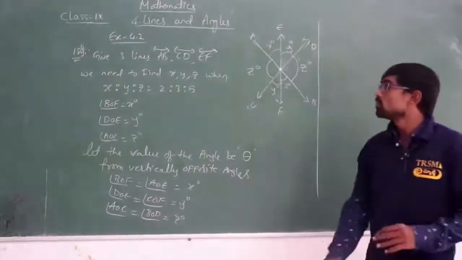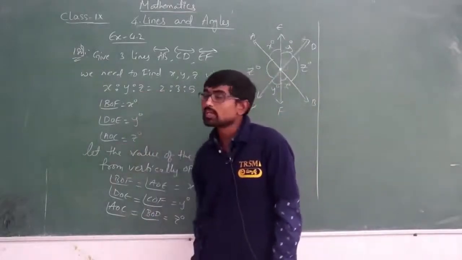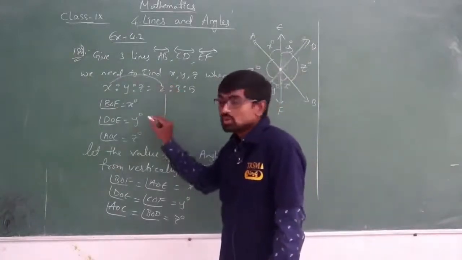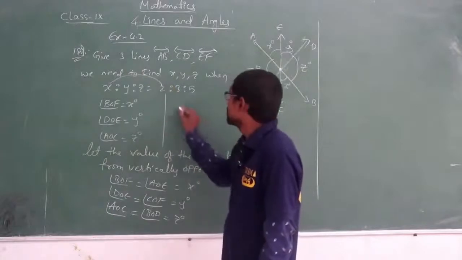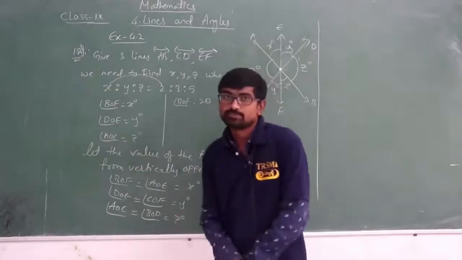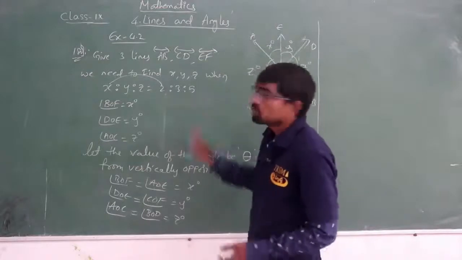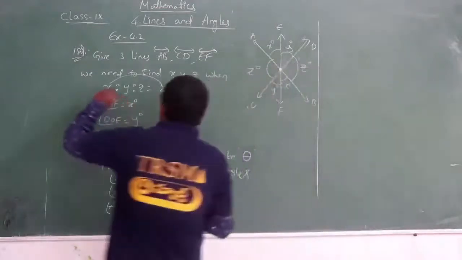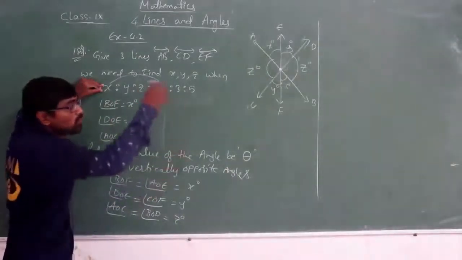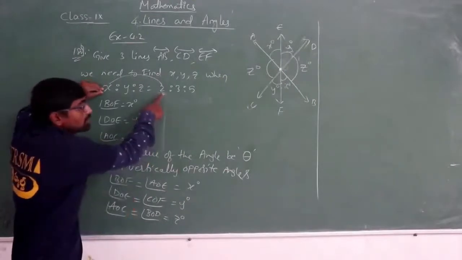Since we don't know the exact values of x, y, z, and we have these values in terms of ratios, I can take angle BOF, the x value, as 2 theta. You can see it clearly from the question. What is the ratio of x? It is the second part of the whole. So the ratio of x is the second part.